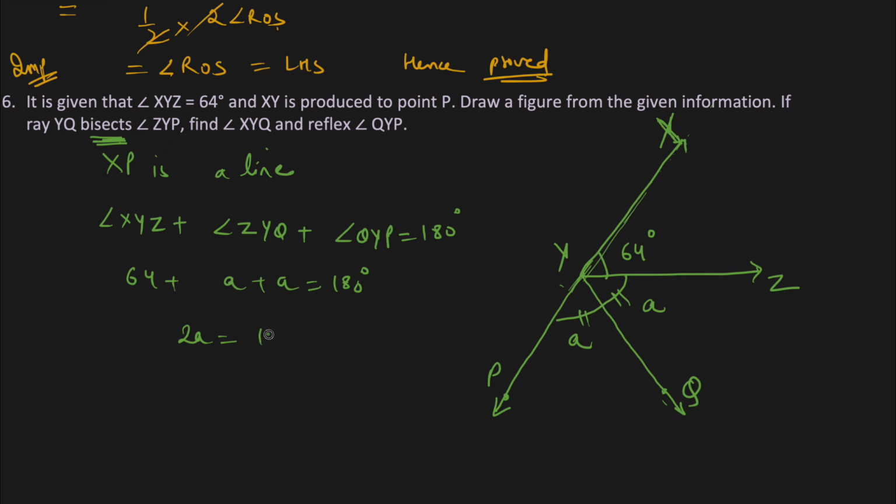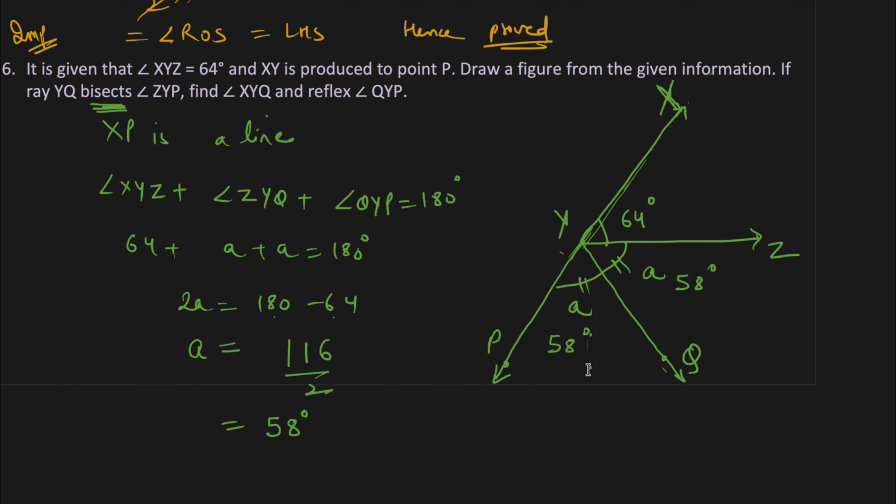So 2a is 180 minus 64. Subtract, what will you get? 10 minus 4 is 6. 7 minus 6 is 1. 116 degrees. So a will be this divided by 2. So how much is that? 58. Right? You got a as 58 degrees. So this is 58, this is 58 degrees, right?